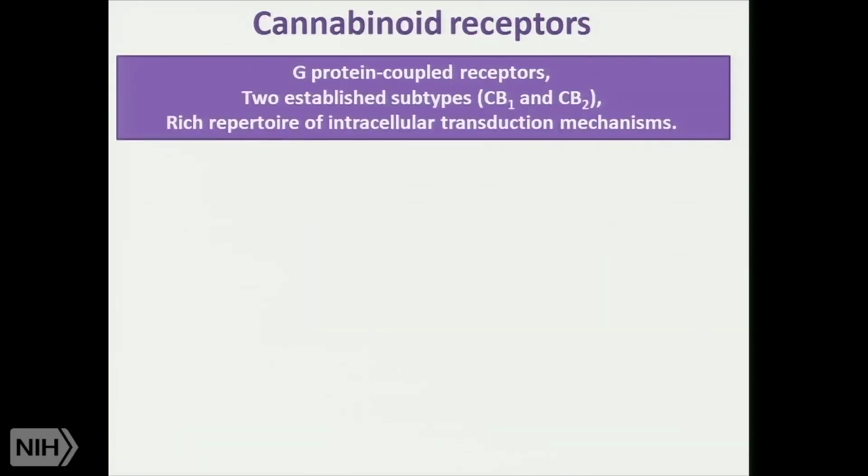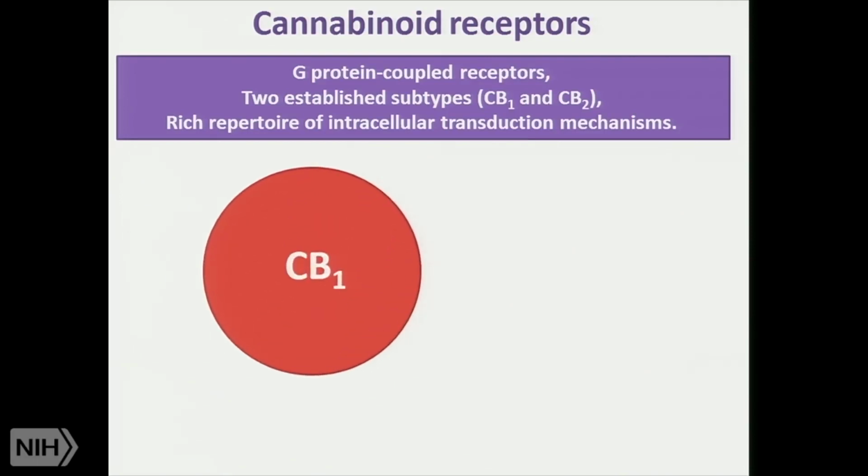So let's start off with the cannabinoid receptors. These, as we have seen, are G-protein coupled receptors, and they're present in 2 established subtypes, CB1 and CB2. They activate a rich repertoire of intracellular transduction mechanisms Dr. Mackey alluded to. The CB1 receptor is certainly one that we are most interested in. Dr. Mackey showed us some very beautiful pictures of its localization in the brain.